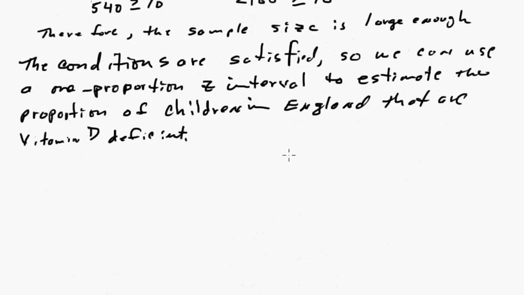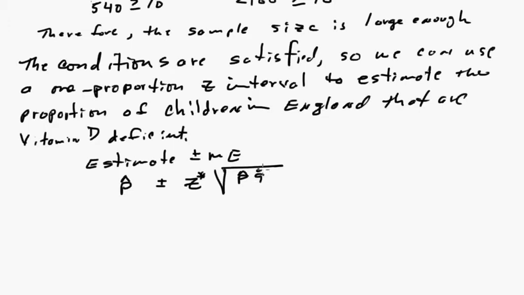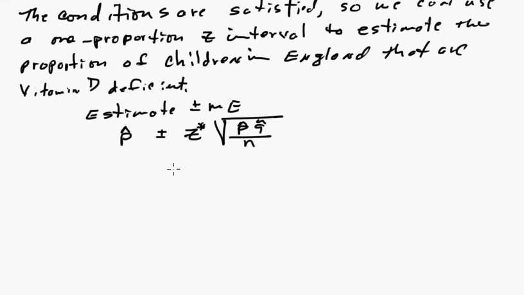So let's see. So we need an estimate plus or minus a margin of error. So the estimate is p hat plus or minus z star times the square root of p hat q hat all divided by n, square root of that. So this is 0.20 plus or minus z star. We'll come back to that in a minute. 0.20 times 0.8 divided by 270.